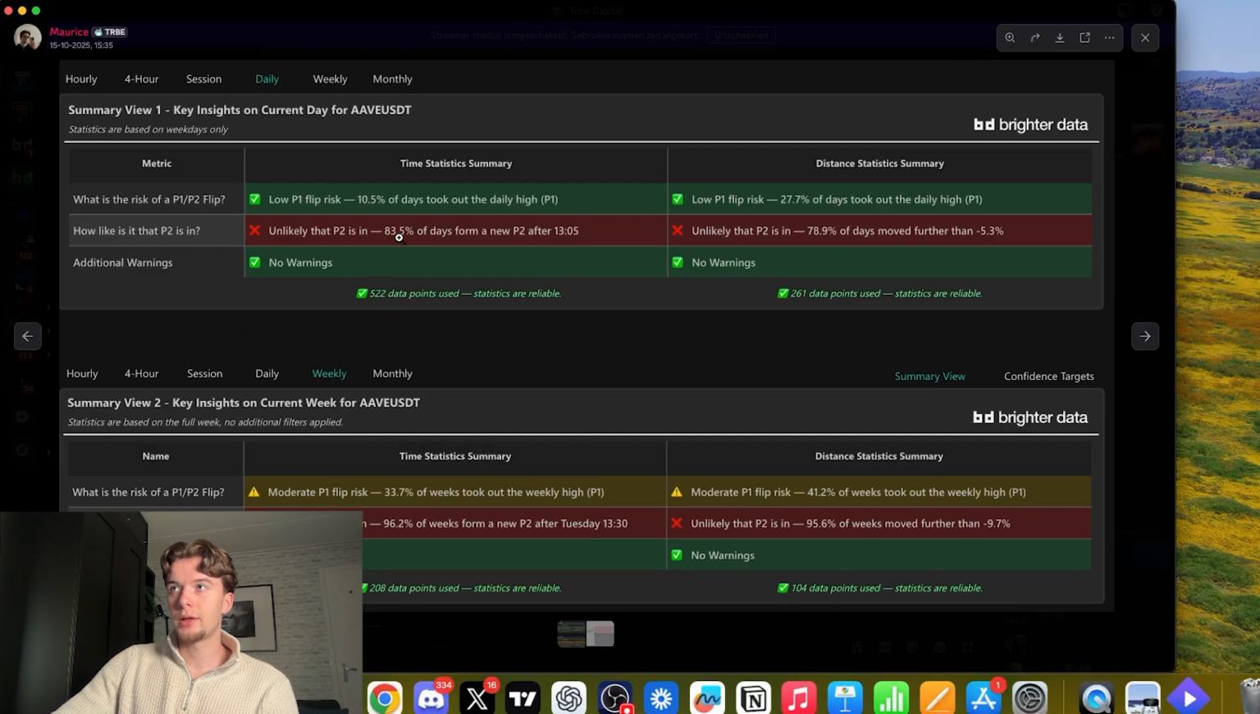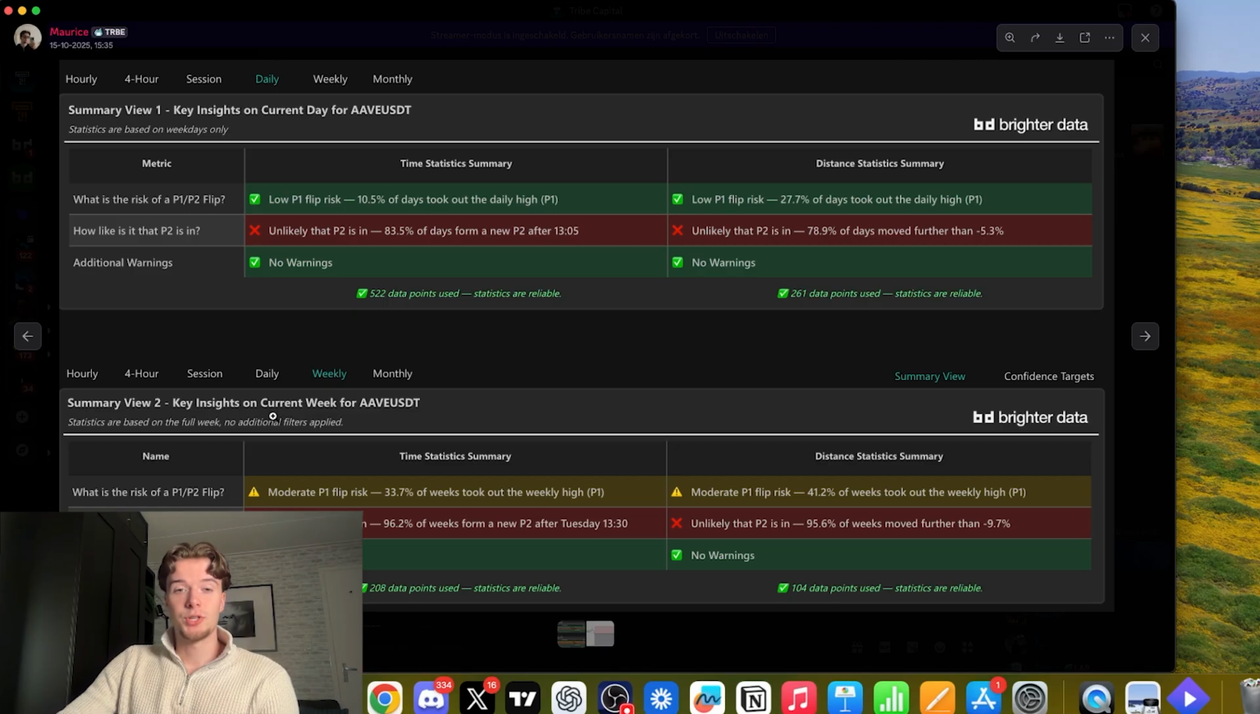And if we are looking at the two boxes underneath that, we can also see that we have a 83.5% probability and a 97% probability that we're going to make a new P2. What does that mean? A new P2 means either a new high or a new low, but in this case that we know we have a low probability of creating a new daily high, we can say that the P2 that we are going to form that day is a new daily low. So that's also a bearish signal for me.